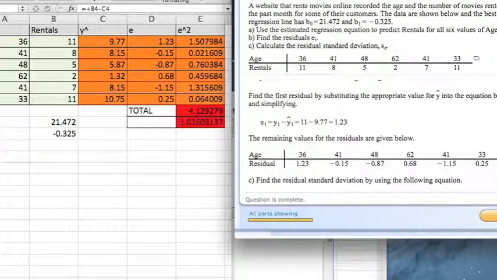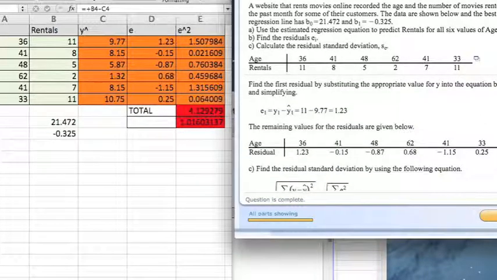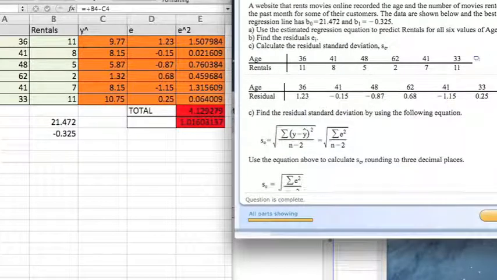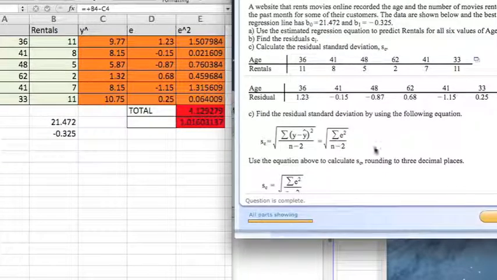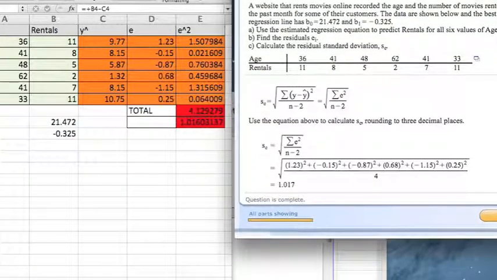We wanted to also calculate the residual standard deviation, which is shown here. You sum the differences between the y and the estimated y's squared, divide by n minus 2, and then you find the square root of all of that, and you can do that manually as it is done here to arrive at 1.07, or you can do it here.